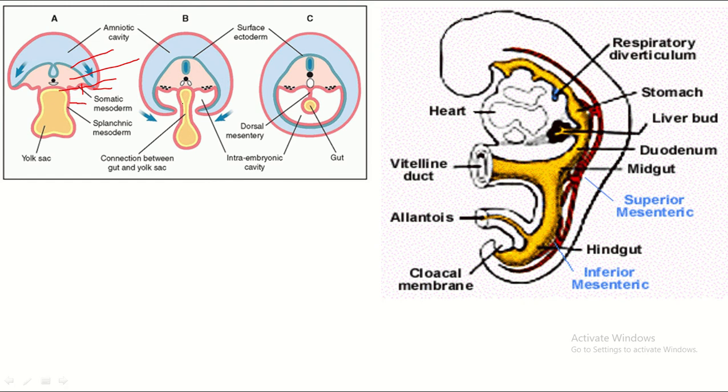Due to the lateral folding, this endoderm is invaginated within the embryo and this primitive gut is formed. This is primitive gut, here to here. So this portion is known as the foregut, this is midgut, and this portion is hindgut. And the portion of the hindgut caudal to the attachment of the allantois, this is cloaca.